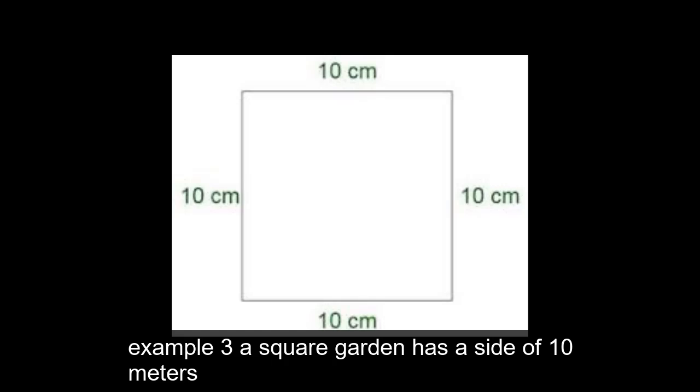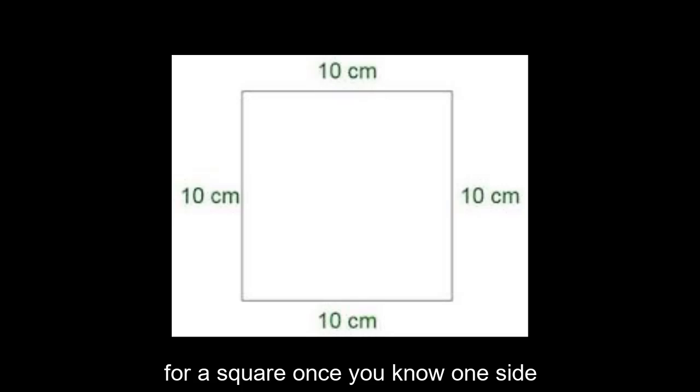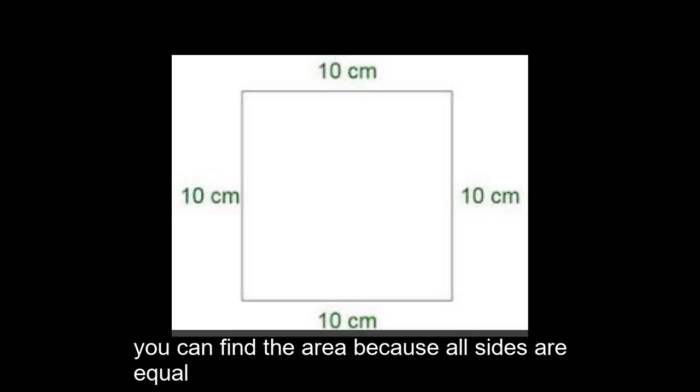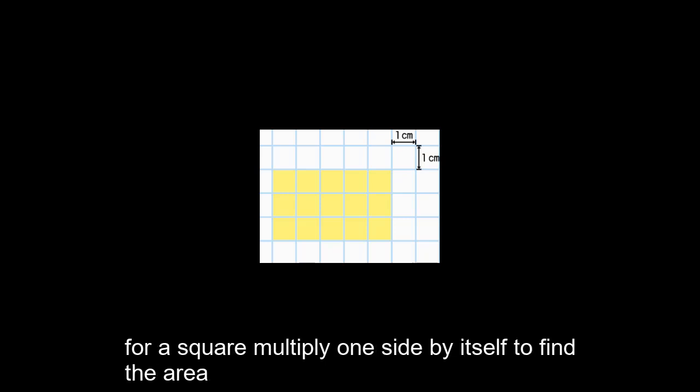Example 3. A square garden has a side of 10 meters. So, 10 times 10 equals 100. The area is 100 square meters. For a square, once you know one side, you can find the area because all sides are equal. For a square, multiply one side by itself to find the area.